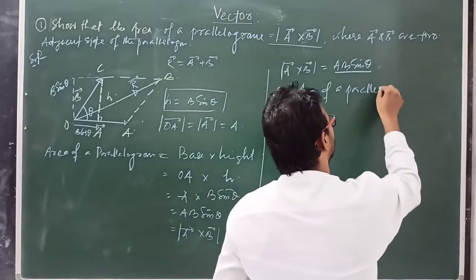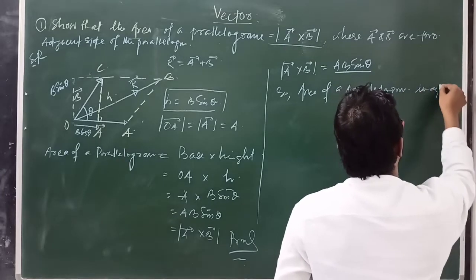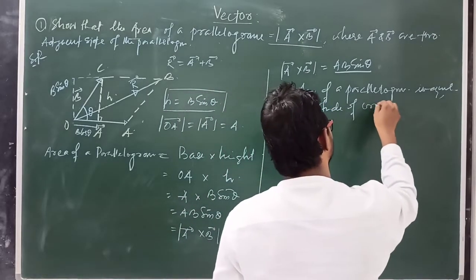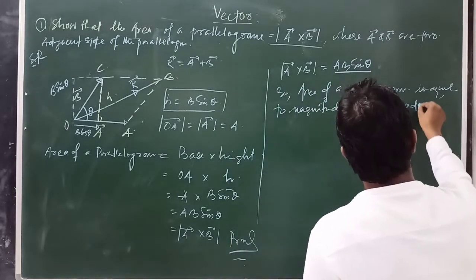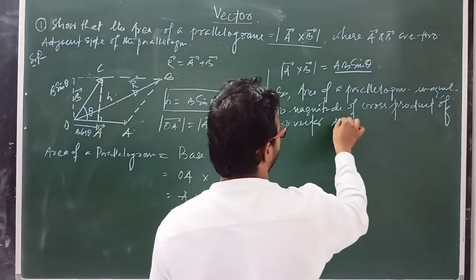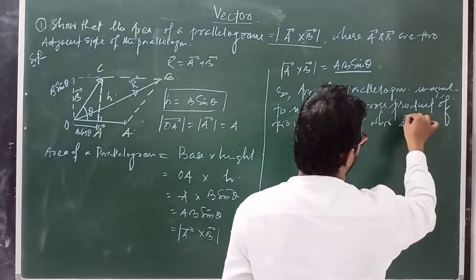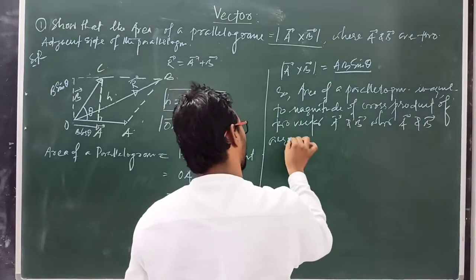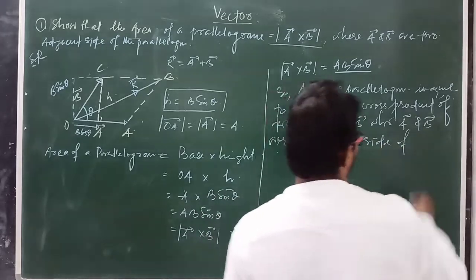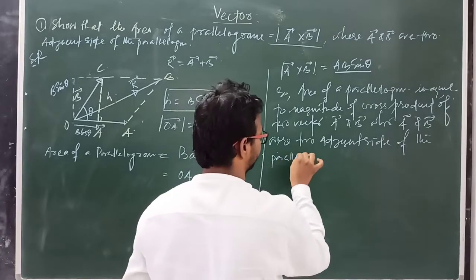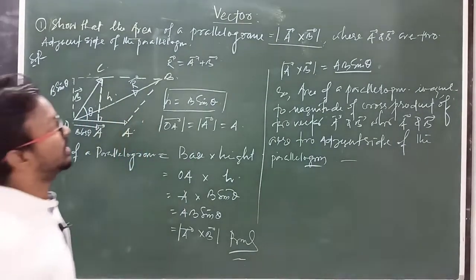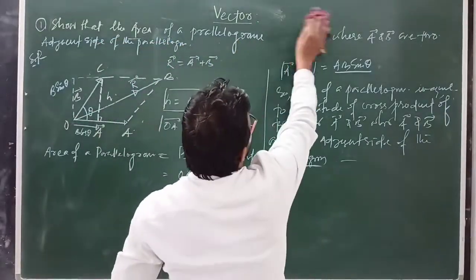So area of a parallelogram is equal to magnitude of cross product of two vectors A and B, where A and B vectors are two adjacent sides of the parallelogram. Proved.